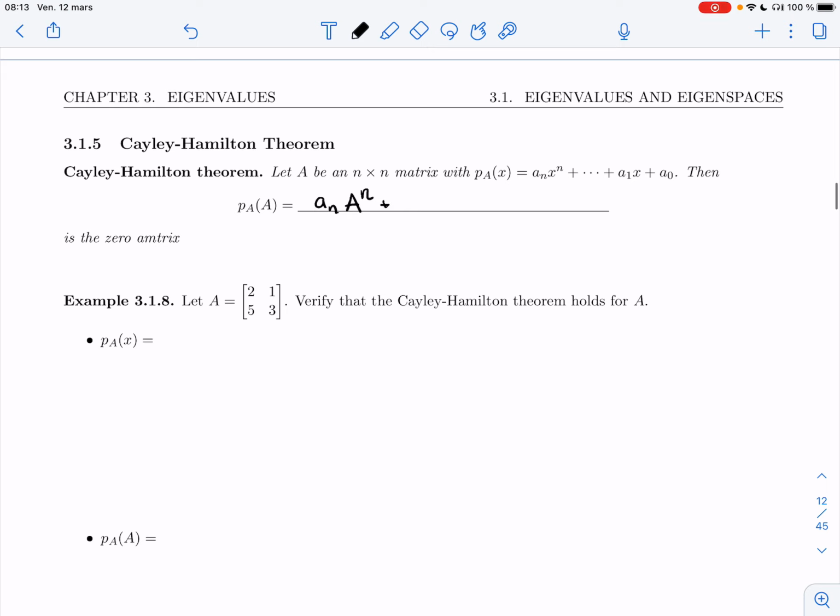A to the n, plus a1 A, and then for a0, I need to turn it into a matrix, so I would multiply by the identity matrix of the correct size. Then this is going to be equal to the 0 matrix.